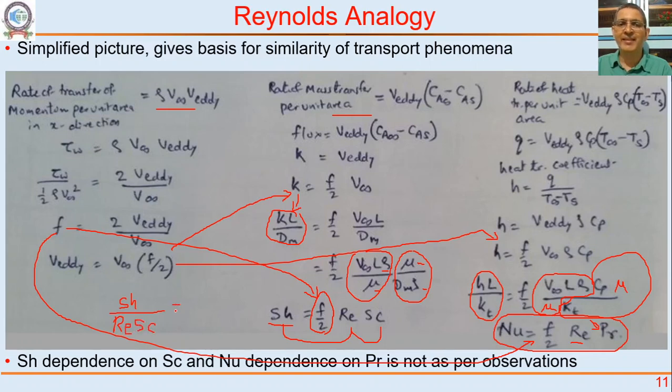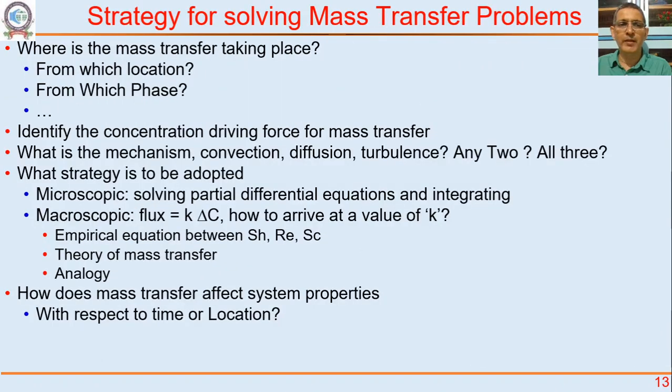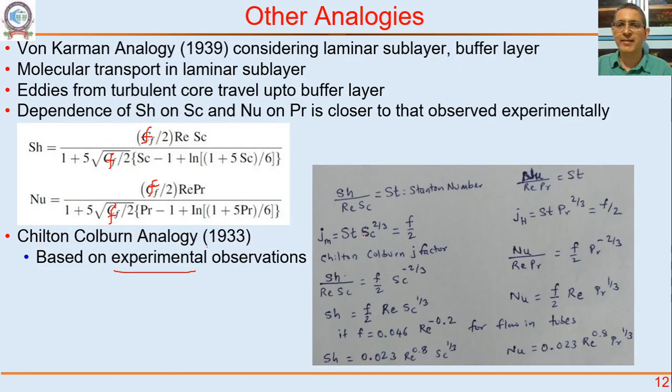That's called the Stanton number, S-T-A-N-T-O-N, Stanton number, St. So this Chilton-Colburn analogy defines a parameter Jm for mass transfer as Stanton number times Schmidt number raised to 2 by 3. And it says that this Jm parameter is equal to f by 2. Now if you substitute for the Stanton number with Sherwood number, Reynolds number and Schmidt number, it is f by 2 times Schmidt number raised to minus 2 by 3. So the Sherwood number is f by 2 times Reynolds number times Schmidt number raised to 1 by 3.